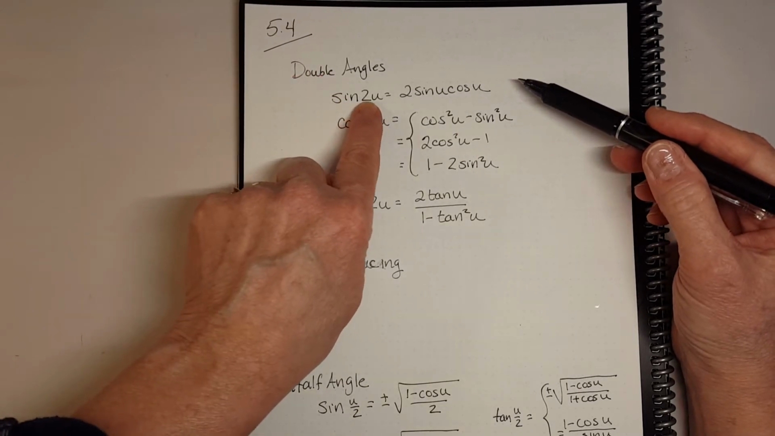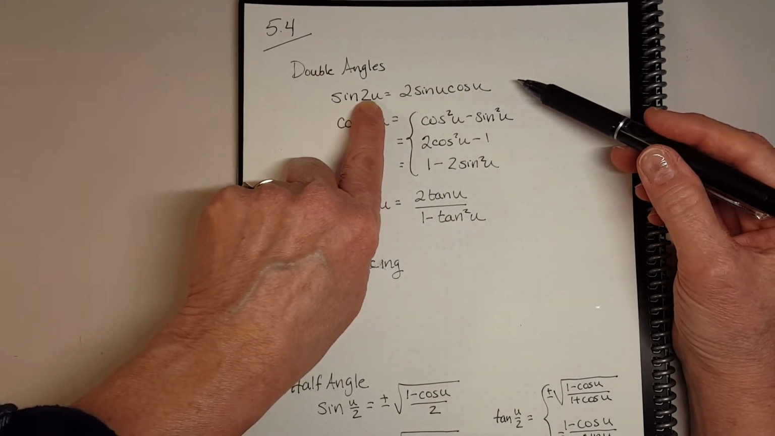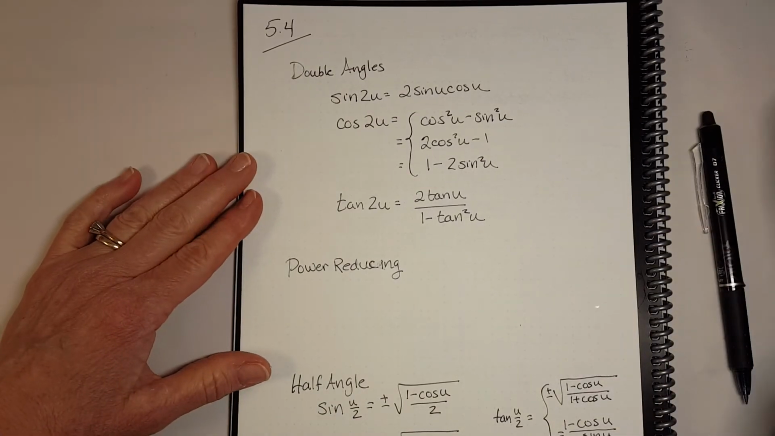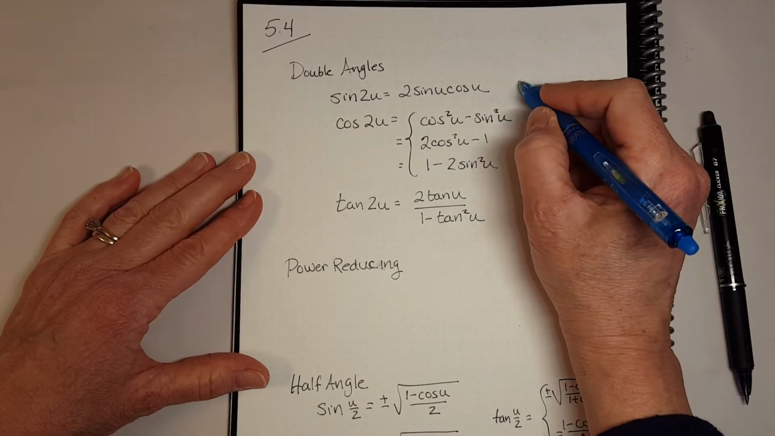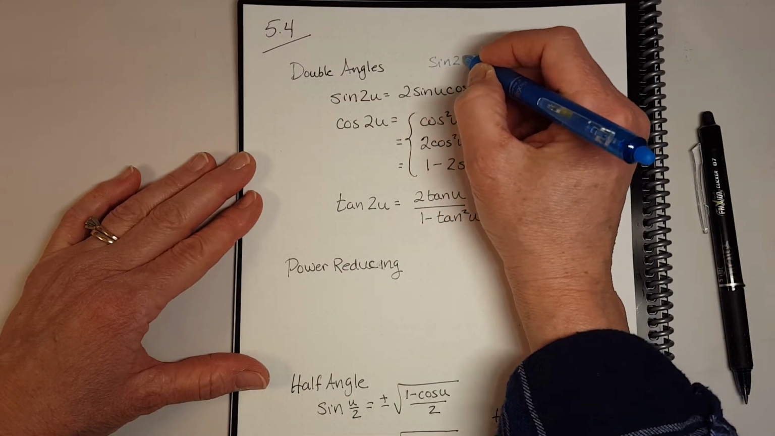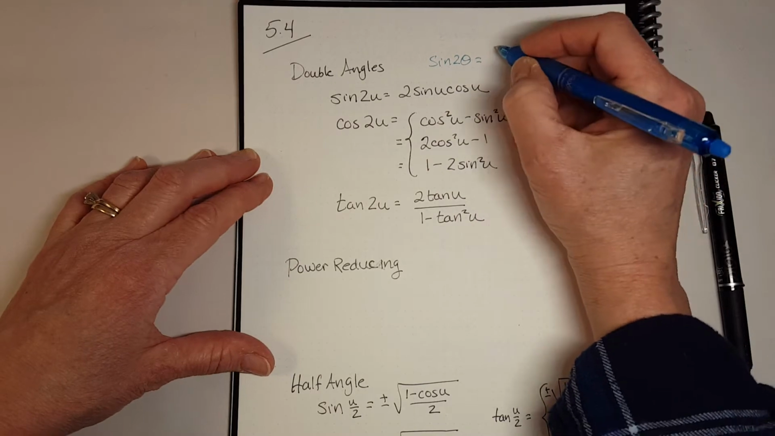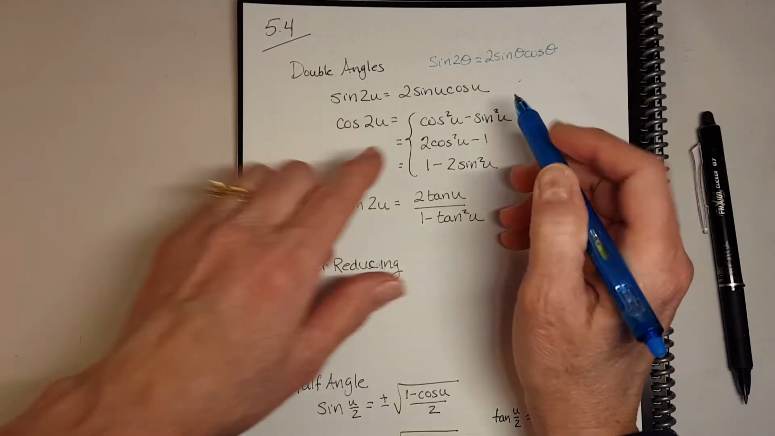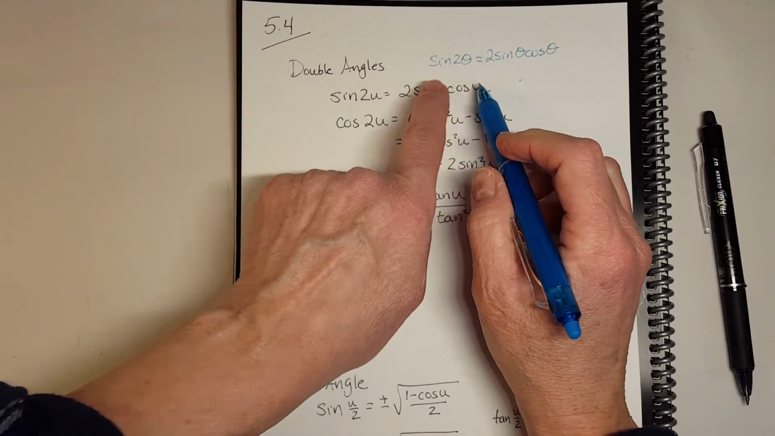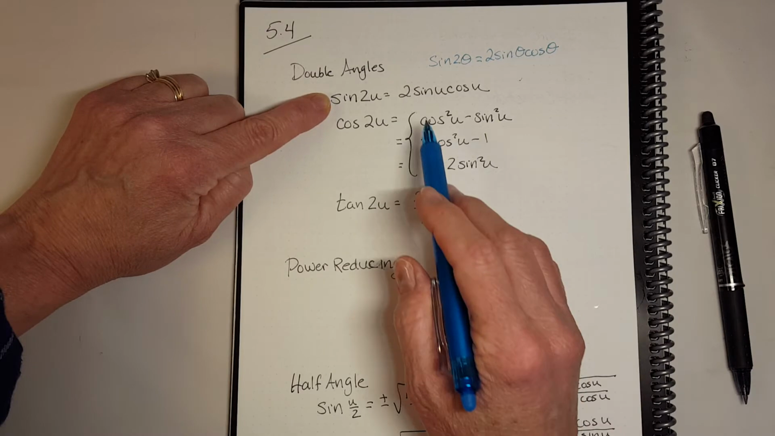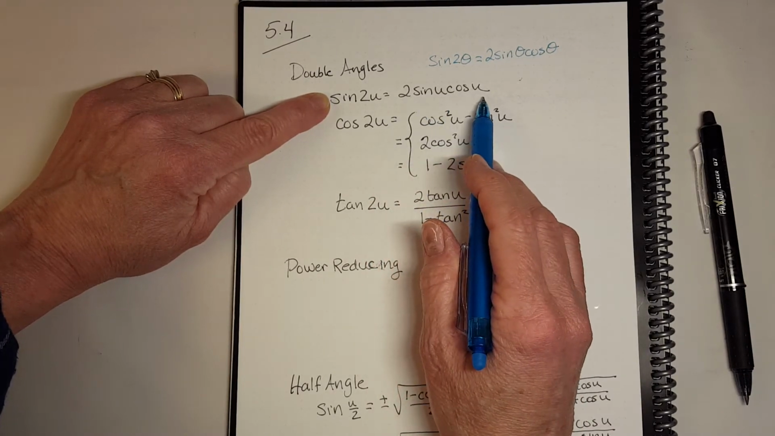If you have sine of 2 times an angle where the angle is u, I tend to like to use theta instead. So I would have written this as sine of 2 theta is equal to 2 sine theta cosine theta. It doesn't matter what u is, whether it's theta or alpha or beta. But if you have sine of 2 times an angle, it simplifies down to that identity.